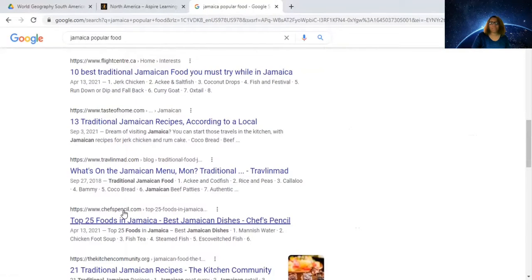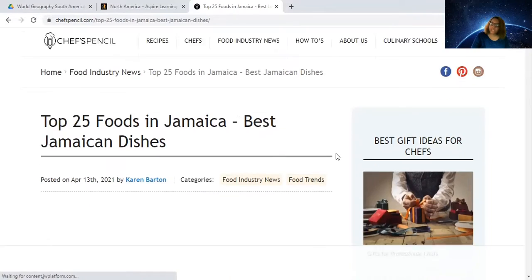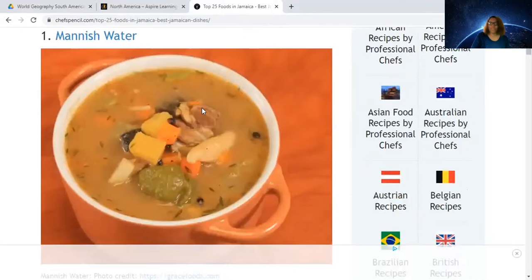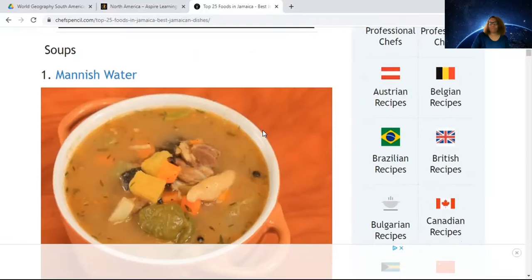Now, I do like this website because it does show you pictures, and it shows, I was going to say usually, right? So it shows you the pictures. It gives you some information about it.